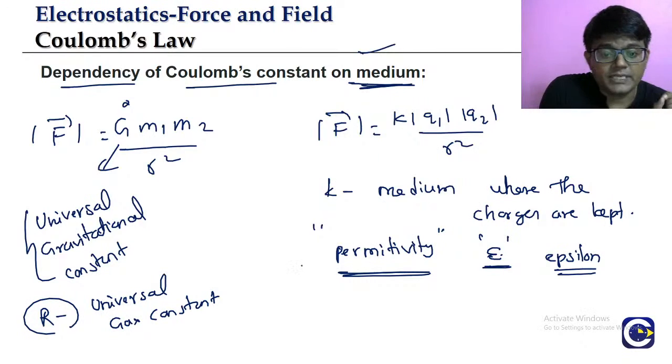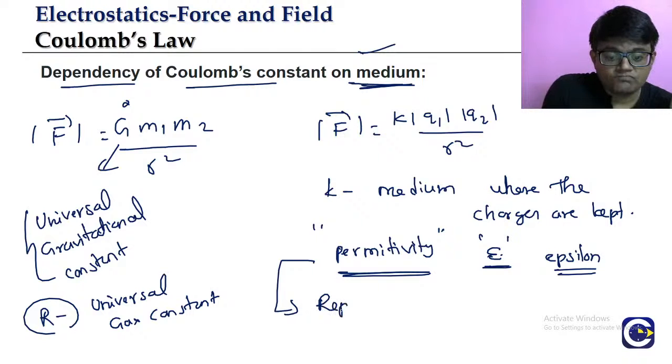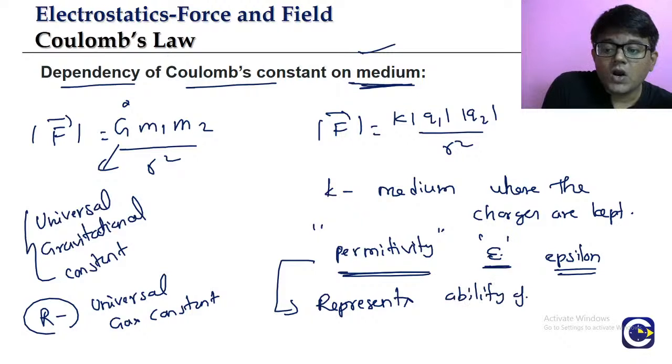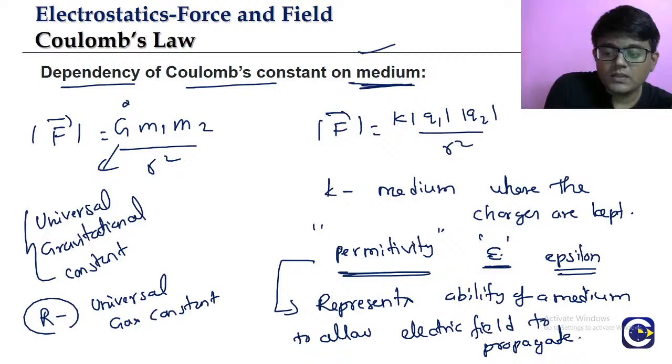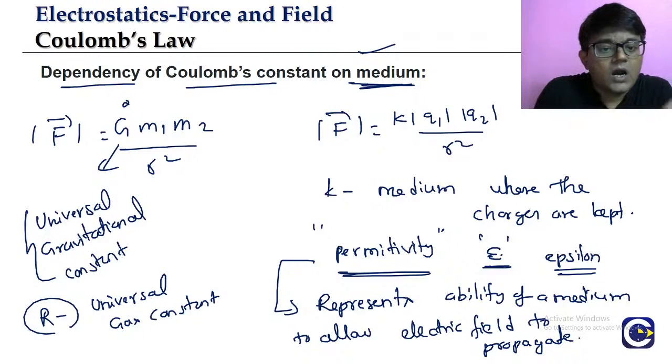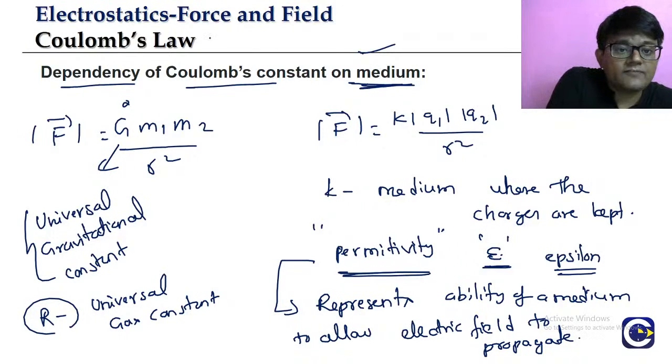This permittivity property represents the ability of a medium to allow an electric field to propagate. So how the medium allows the electric field to propagate. In the context of the speed of light, we say refractive index. What is refractive index n?